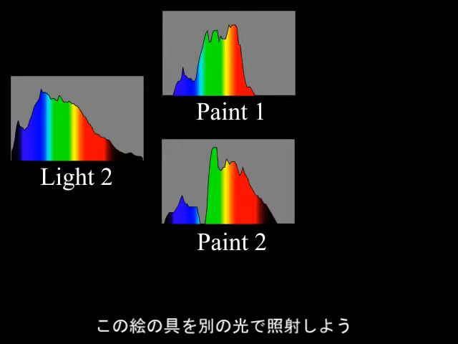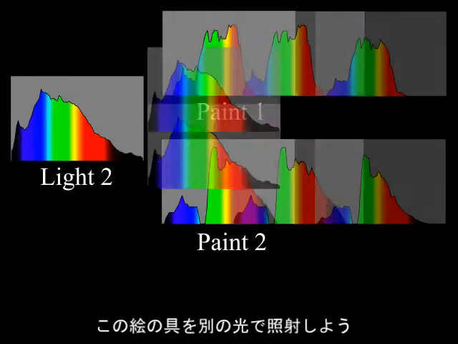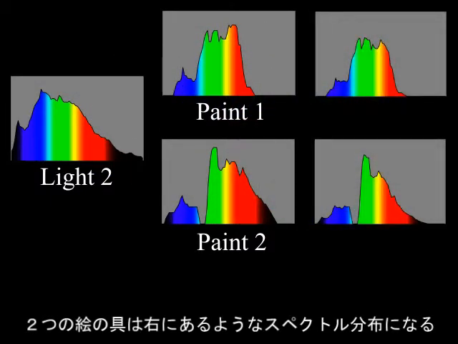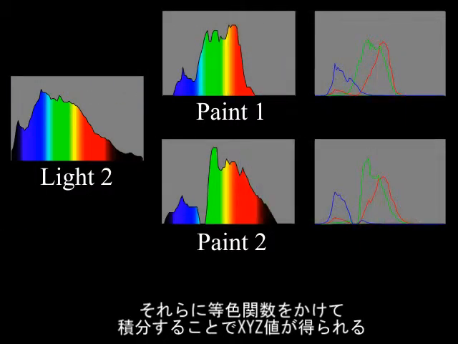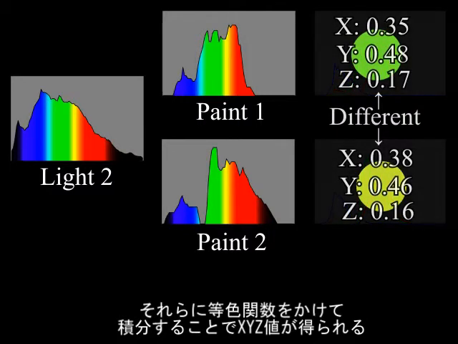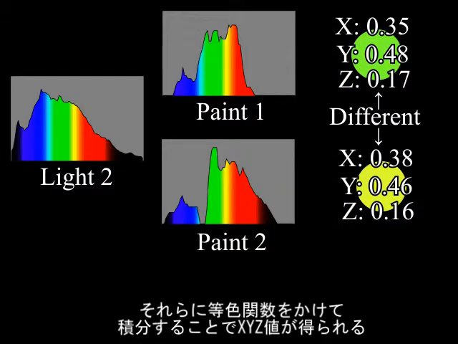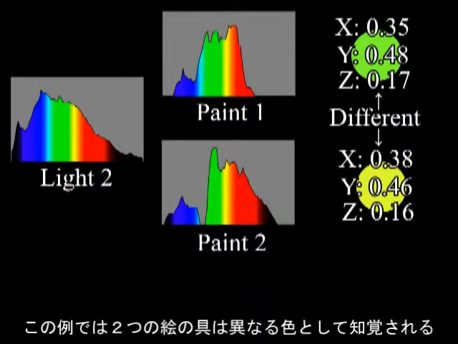Let us illuminate these paints with a different light. The two paints become the spectral distributions shown on the right. Such spectral distributions are multiplied by spectral sensitivity, which results in an XYZ value after integration. In this case, the two paints are perceived as different colors.